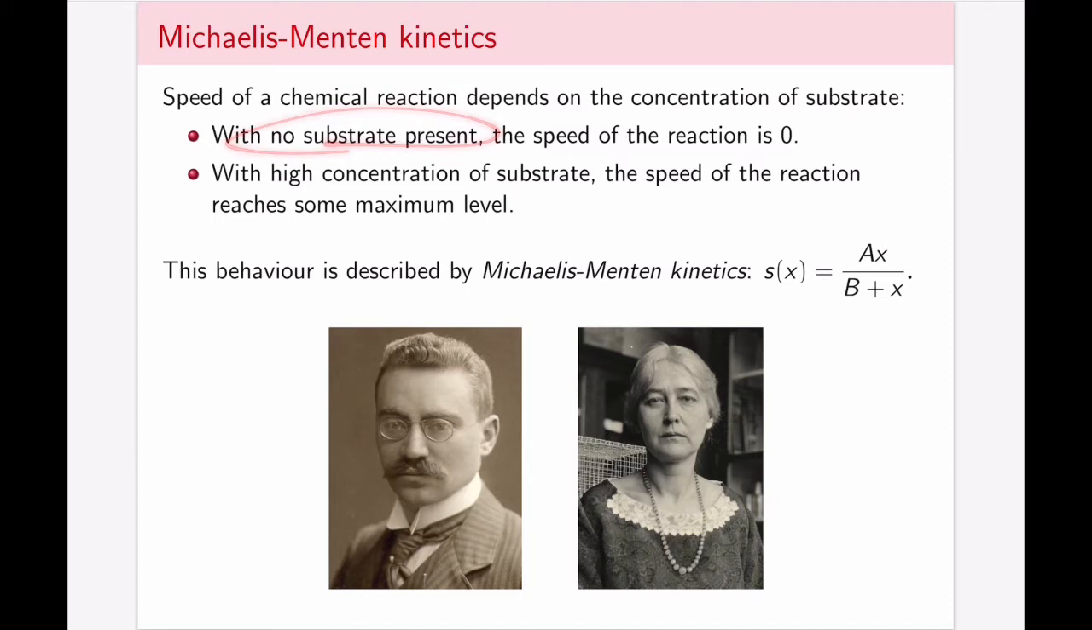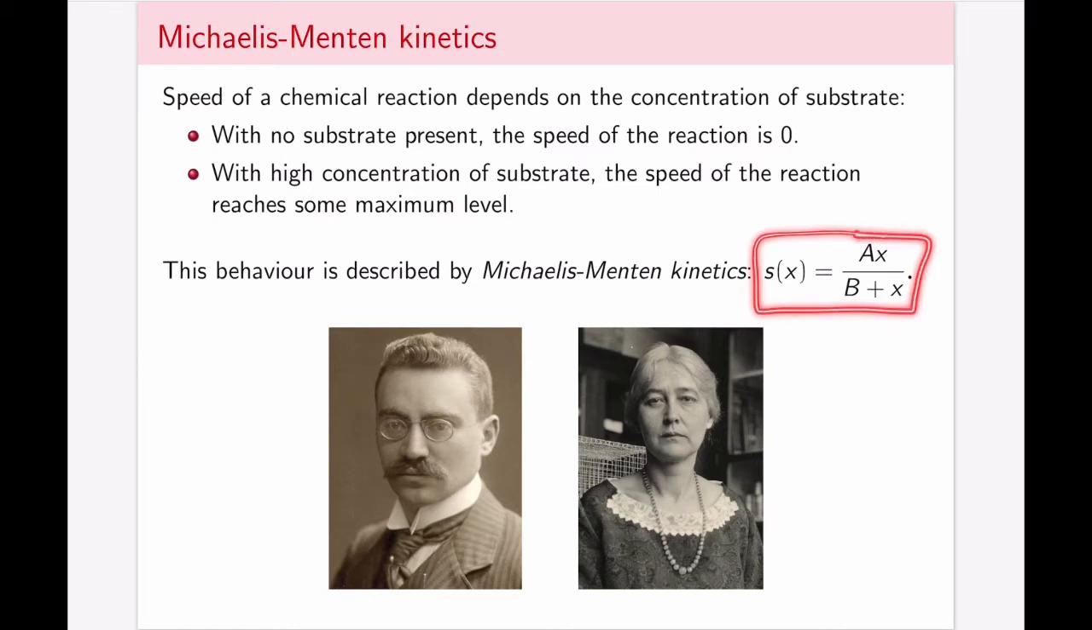When there's no substrate present at all, the speed, of course, is going to be zero because nothing will be able to bind to the active site. However, with the high concentration of the substrate, the speed of the reaction will reach some maximal level. It will be quite fast at first and then will plateau out for the high concentration of the substrate. This already describes what we have seen in terms of behavior of the Hill functions, where we have a plateau or a horizontal asymptote that it will approach. And in fact, this is exactly what is described by Michaelis-Menten kinetics.